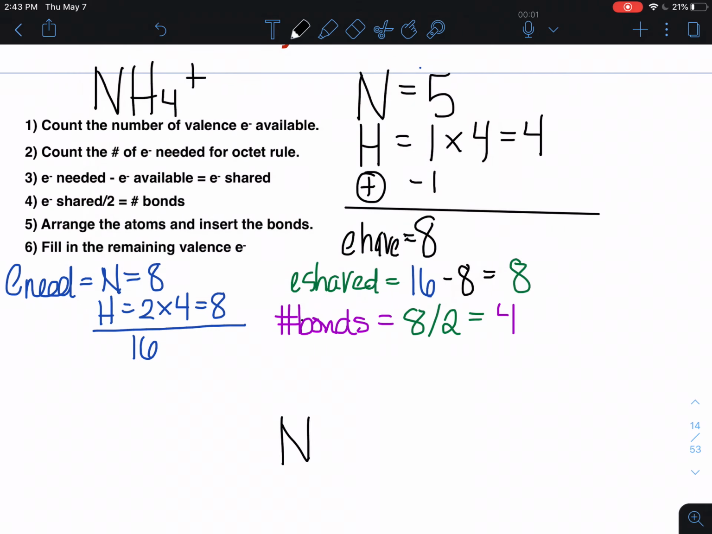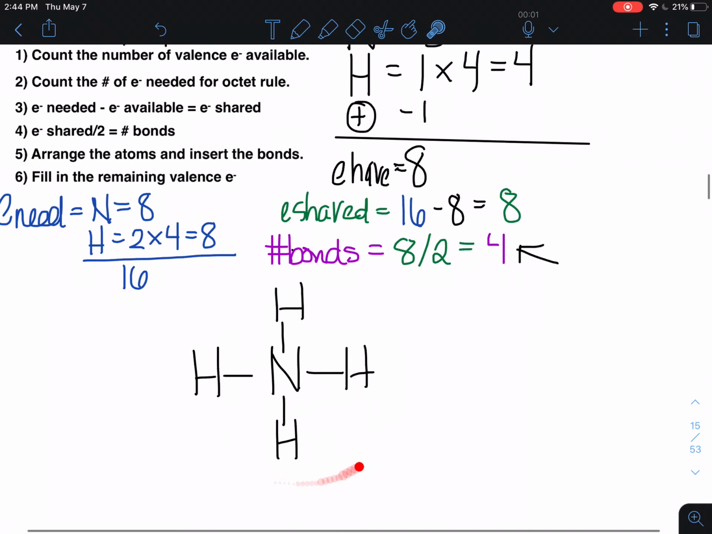Okay, we're going to place our central atom, nitrogen, and then we're going to place hydrogens around it. And then we're going to place our 4 bonds. Our 4 bonds are all of the electrons that we have to work with, right? We only have 8, so we just placed 8 electrons. We don't have any lone pairs in here, but we do have a positive charge, right? Because it's ammonium.